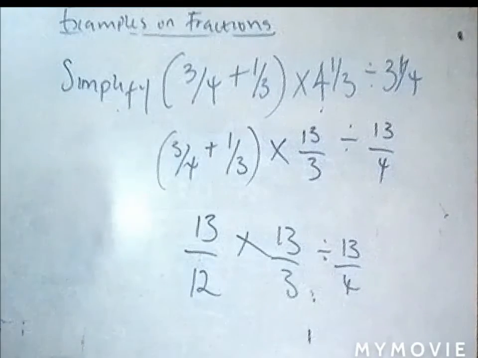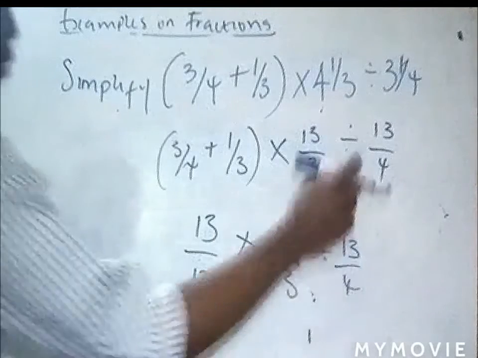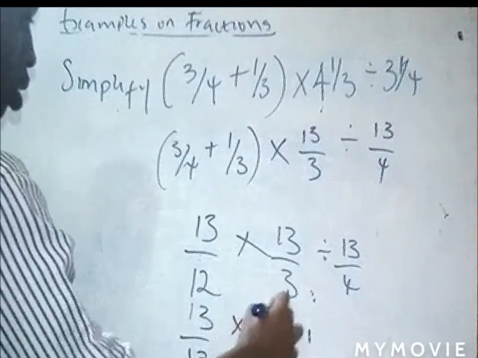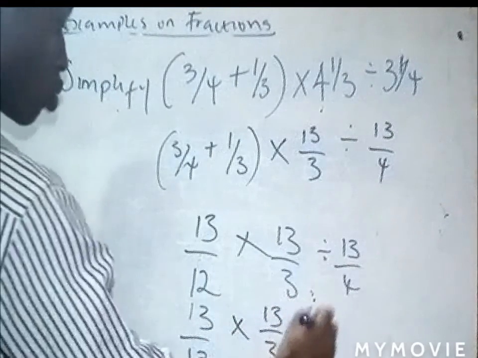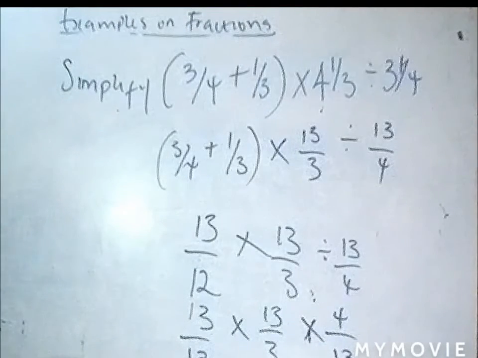And you know, in our video on dividing fractions, we talked about finding the inverse of the fraction after the division sign. So we're going to change this to a multiplication sign after finding the inverse. So that means the question will now become like this, times 13 over 3. Finding the inverse of this will make it times 4 over 13. So that's what we get when we find the inverse of 13 over 4.